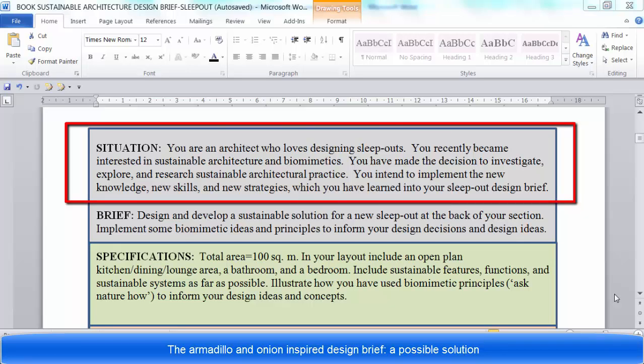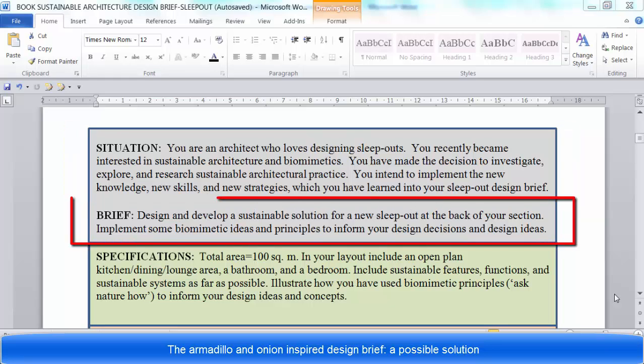Situation: you are an architect who loves designing sleepouts. You recently became interested in sustainable architecture and biomimetics. You have made a decision to investigate, explore, and research sustainable architectural practice. You intend to implement the new knowledge, new skills, and new strategies which you have learned into your sleepout design brief. Let's look at the brief now.